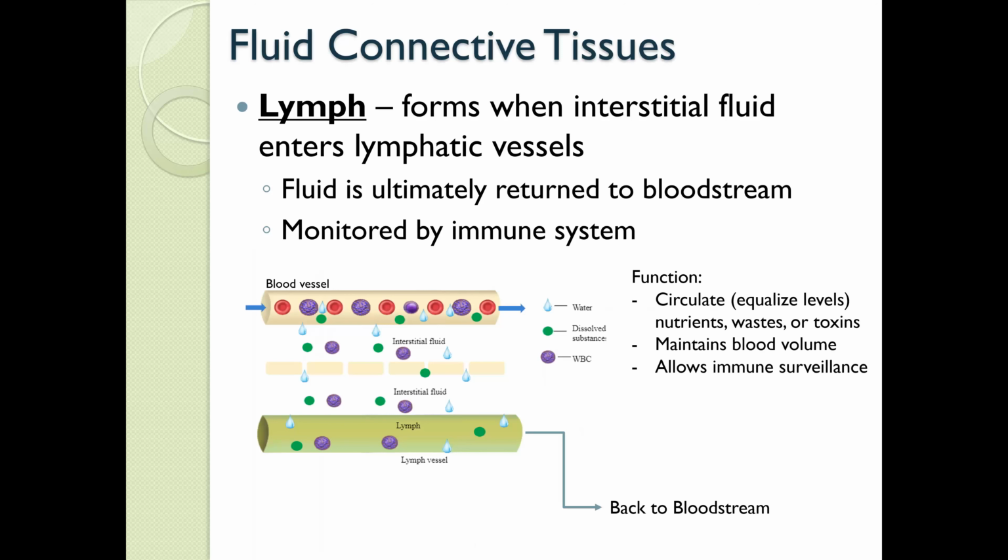So lymph functions to circulate nutrients, waste, or toxins, and I put equalized levels in parentheses because the lymphatic system helps keep things from building up in one location. So for example, if you've got a local area that's infected or got toxins in it, the lymph system helps to spread that out evenly, get it back to the bloodstream, get it through the immune system. Lymph also helps to maintain blood volume. And as I just mentioned, it allows immune surveillance, so it allows the immune system to look over this material that ultimately came from the blood, went through the tissues, and to make sure there's nothing dangerous in it.